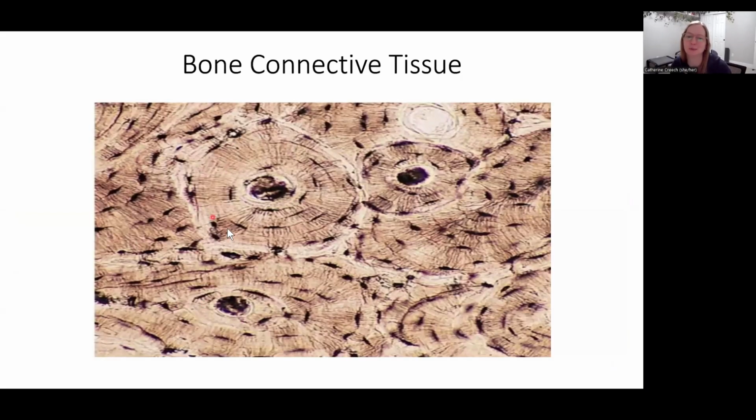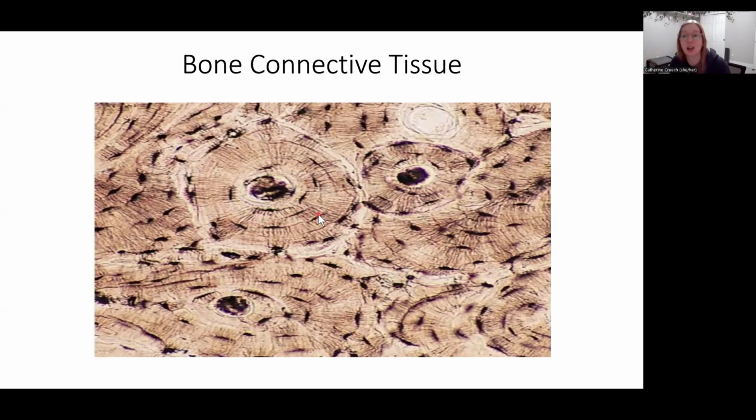Bone is made of these round circles called osteons. And then there's holes in the center of your osteons for blood supply. So this is an osteon here. It's a big one. It's kind of elongated. Here's an osteon. And each of these little dark circles in the rings of your osteon, if you kind of think about this as a cross-section of a tree, in between the rings of the tree, those are where the cells are found.